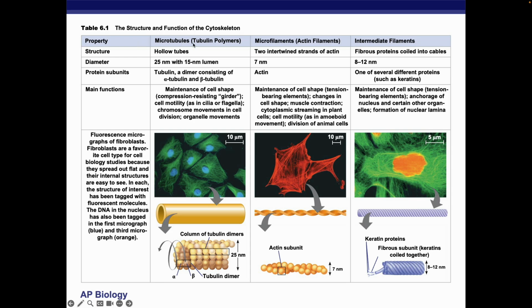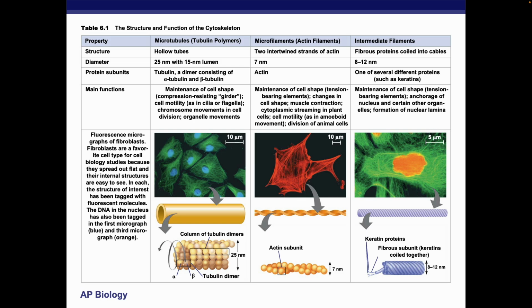I'll just go over an overview. Microtubules include tubulin, a dimer consisting of an alpha and a beta tubulin. Maintenance of cell shape is the main thing. They include cell motility, as cilia and flagella are made of tubulin. Chromosome movement and organelle movements are all carried out by microtubules, which is just tubulin.